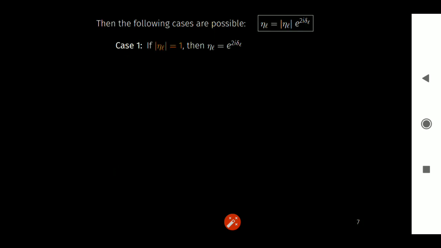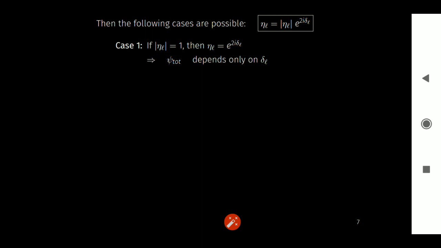So the following cases of this inelasticity parameter are possible. The inelasticity parameter is given by the expression shown in the box here, η_L = |η_L| e^(2iδ_L). Based upon the value of η_L, we can actually get many things. When the modulus of η_L is 1, then the expression becomes just e^(2iδ_L). So it is now a function of only the phase shift. Therefore, the total wave function depends only on the phase shift, not on the amplitude.